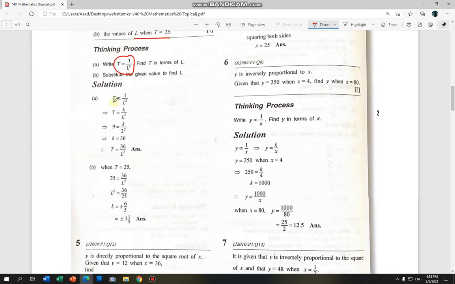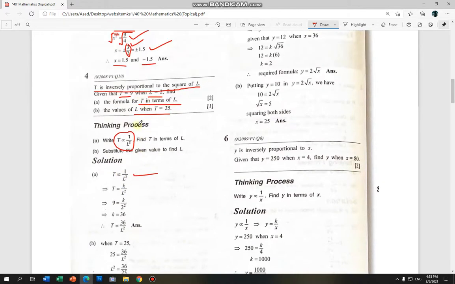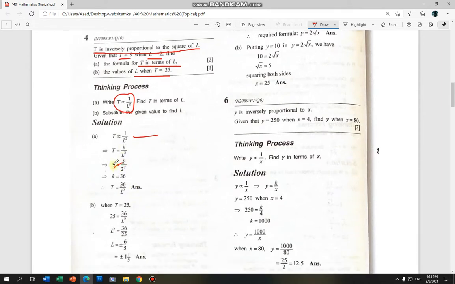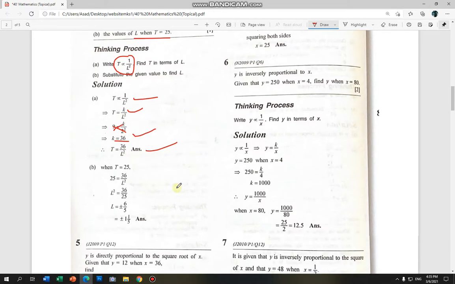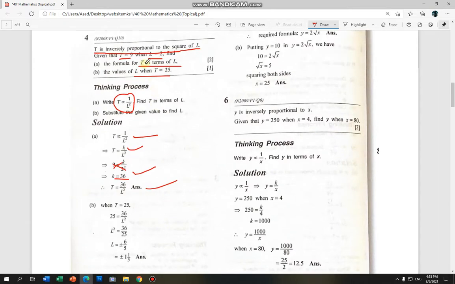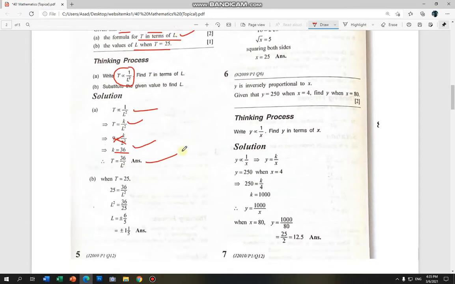So start from here. T is proportional to 1 over L square. Putting the value of T is equal to 9 and L is equal to 2 in this equation, L square is 4. Cross multiply it like this, it will give you K is equal to 36. Put this value in this equation, T is equal to 36 over L square. So this was the formula of T in terms of L. You get it, this first part.